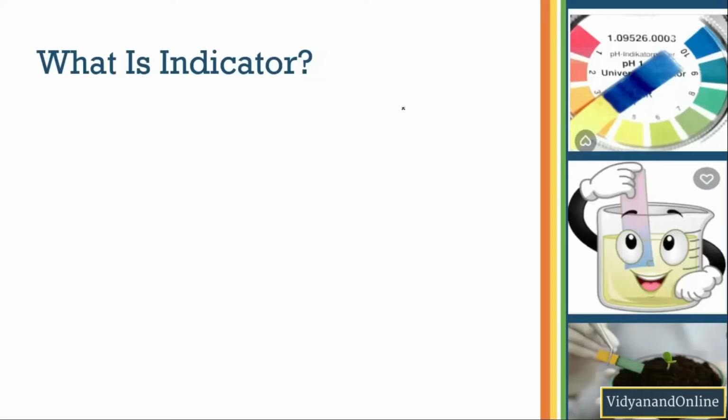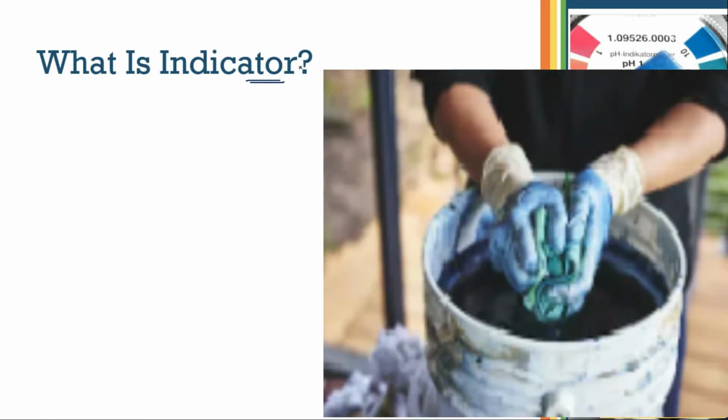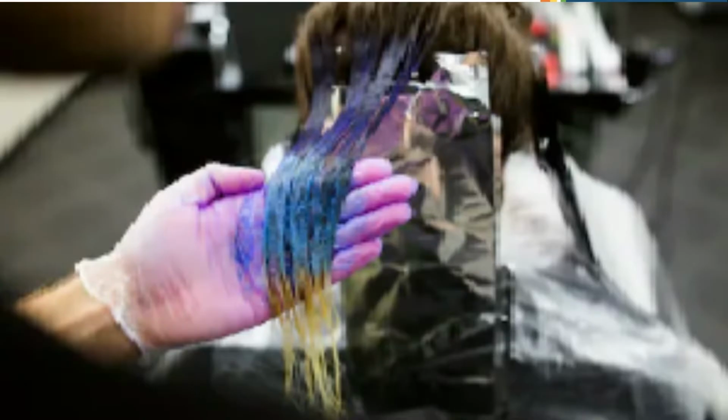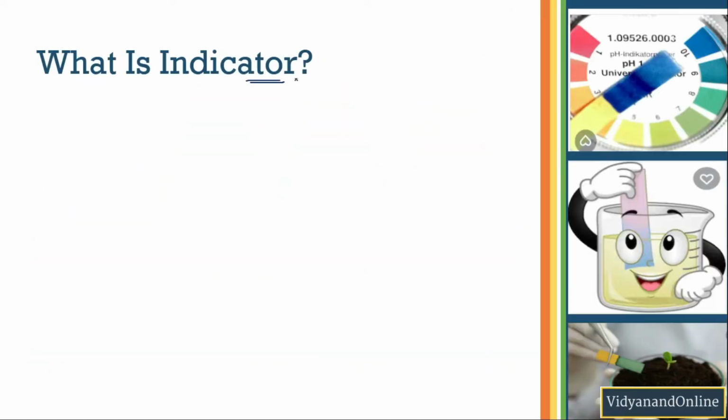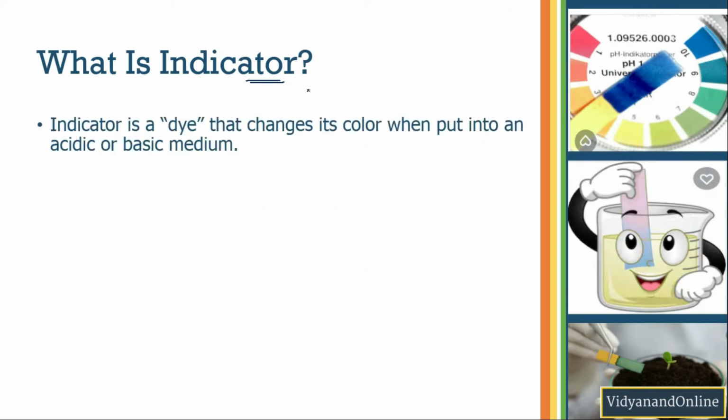Now the first question which arises is, what is an indicator? An indicator is just like a dye. The way we use dye to color our clothes, to color our hair, and also to provide colors to our food, in the same way, we are going to use the indicator to check whether the solution is acidic or basic. So we can say an indicator is a dye that changes its color when put into an acidic or basic medium.